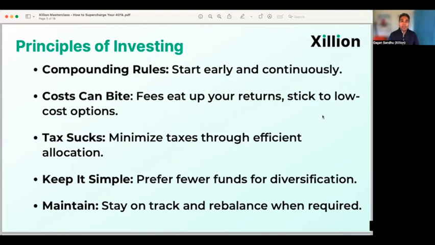Taxes, we all have to pay for the upkeep of the nation and support the military and whatnot. But if there are ways to optimize how much tax we pay, we should. And we will show you certain ways to do that.